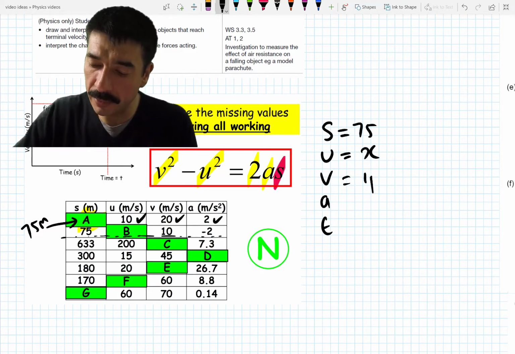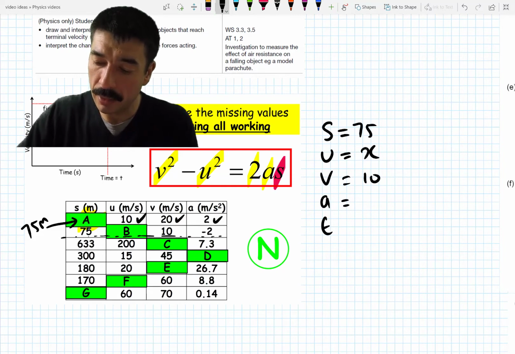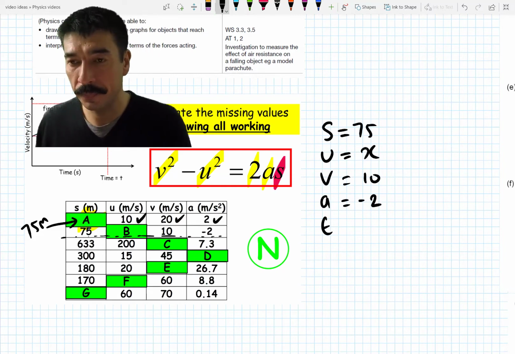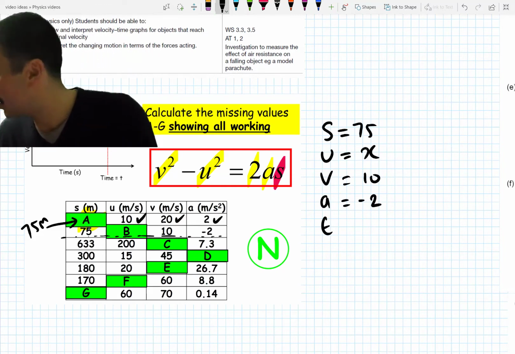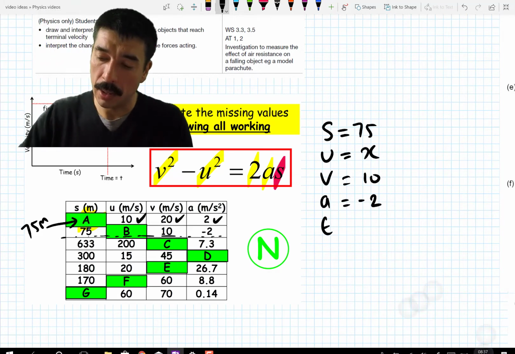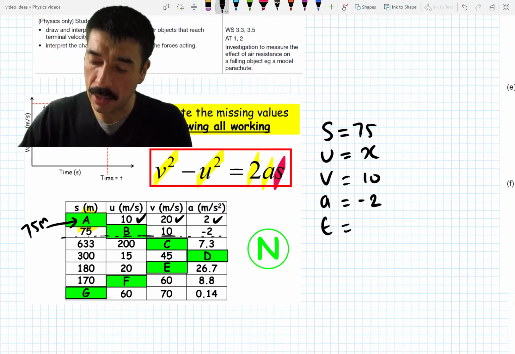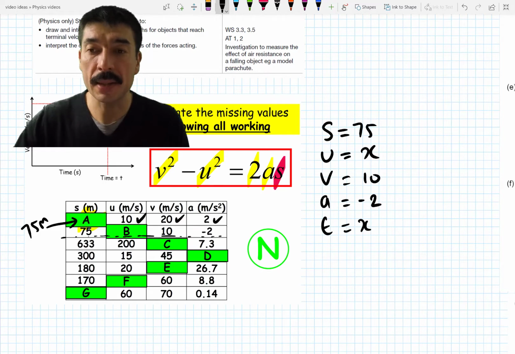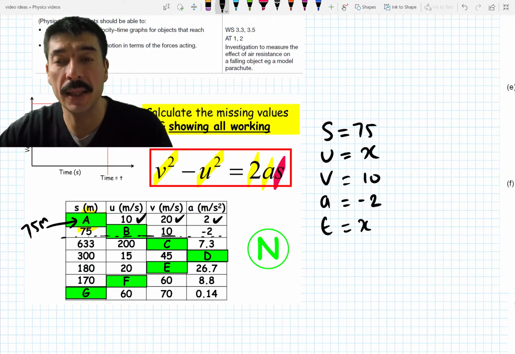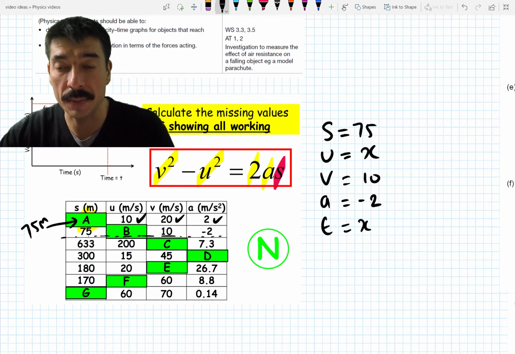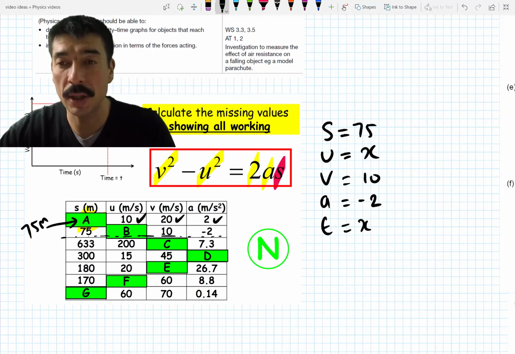We do know the final velocity is 10, and we know that the acceleration is -2. Notice there's a minus in there because we also don't know the time, because acceleration, like velocity, is a vector value. It has both direction and magnitude.